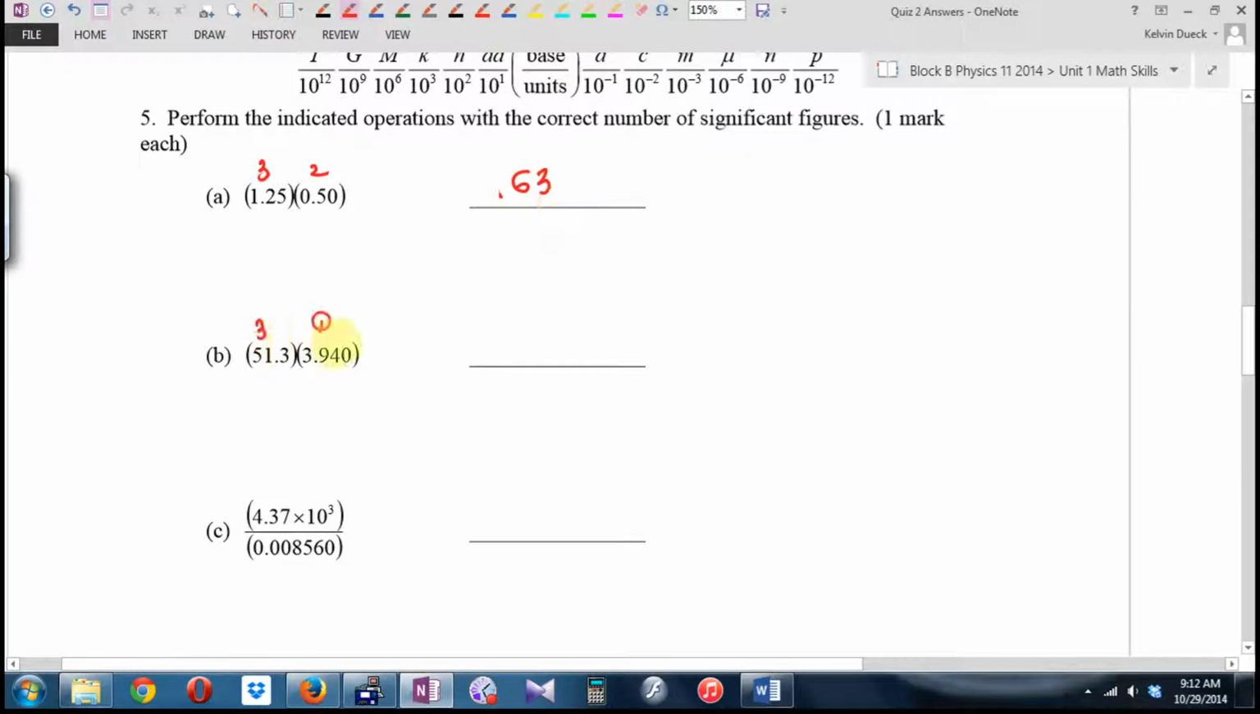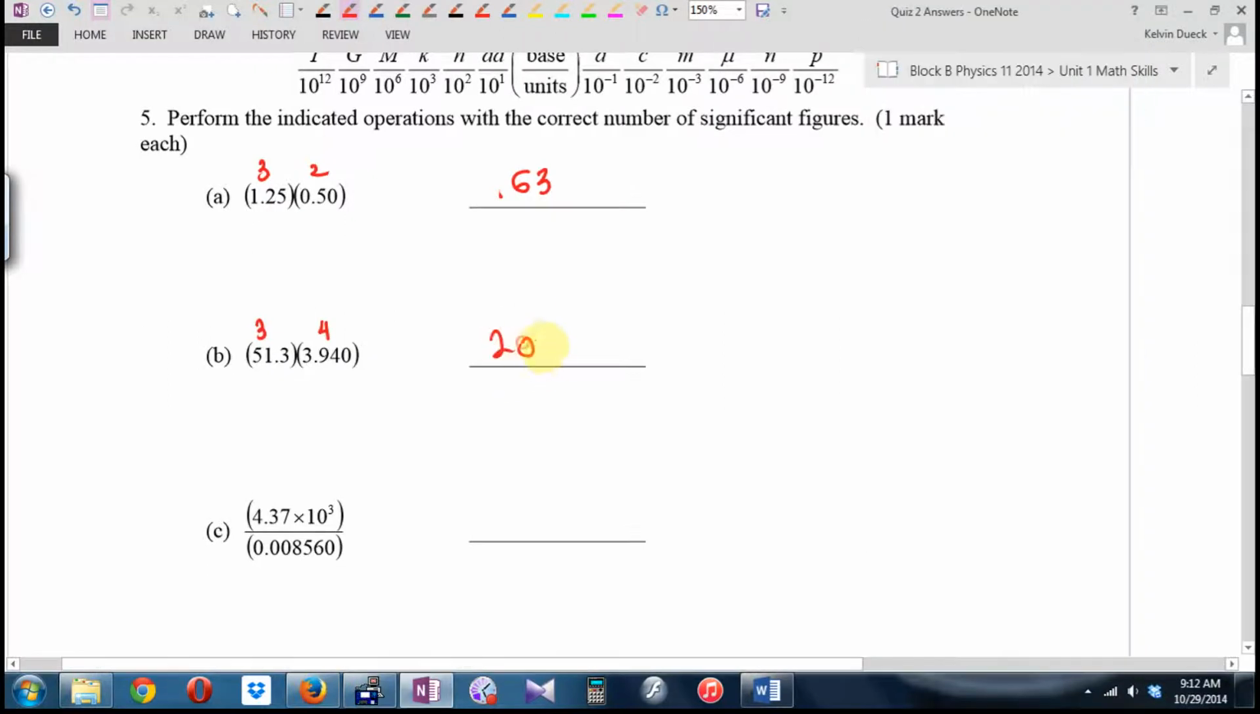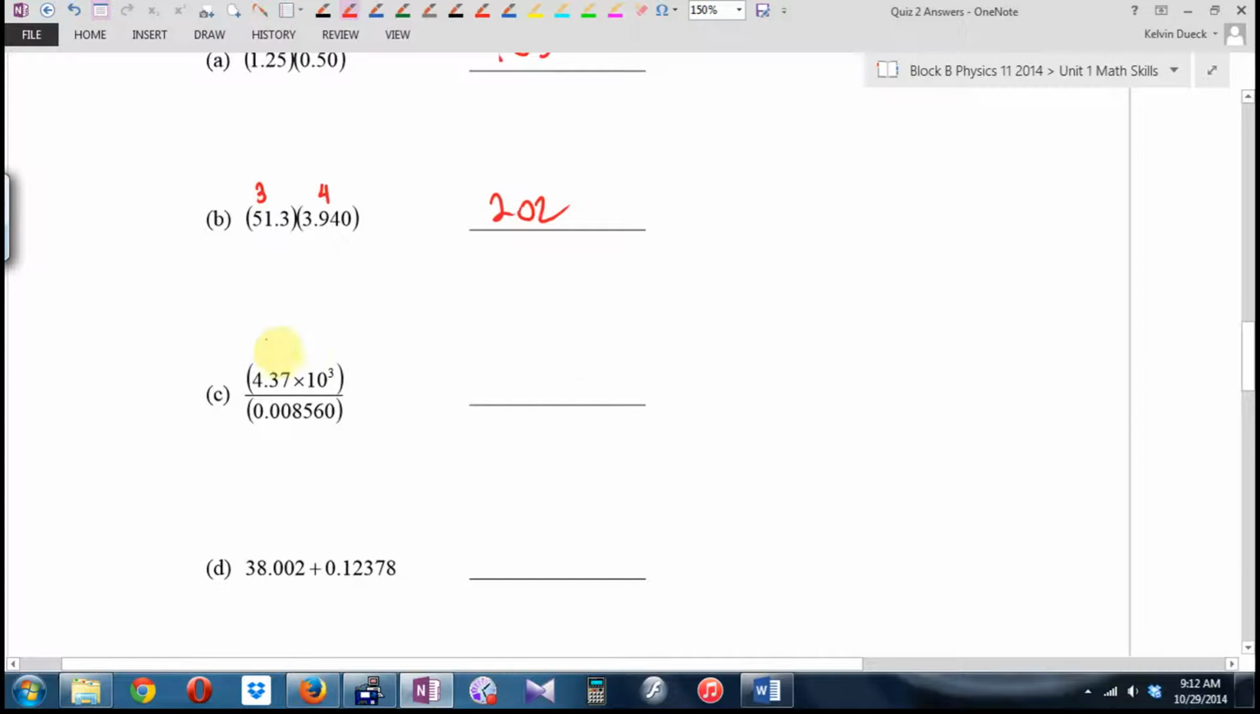3 sig figs, 4 sig figs. Final answer is going to be 3 sig figs. 51.3 times 3.940. I didn't really need to type the 0. 3 sig figs. The answer is going to be 202. 3 sig figs, 4 sig figs. Final answer is going to be the 3 sig figs.